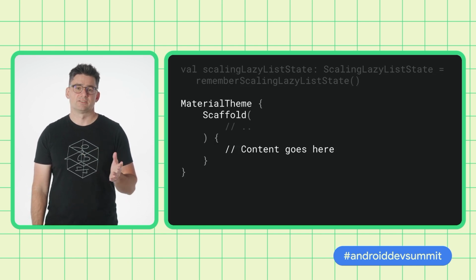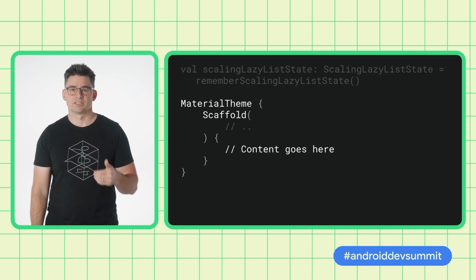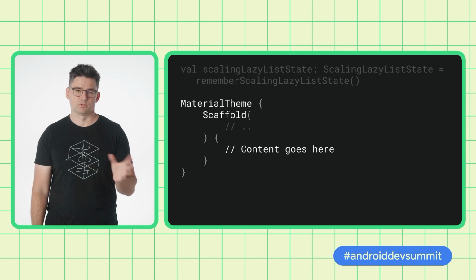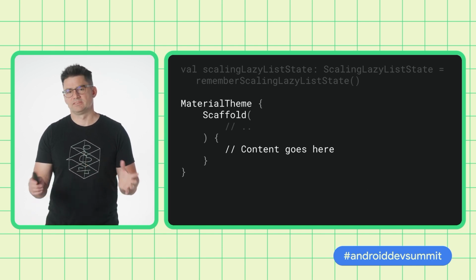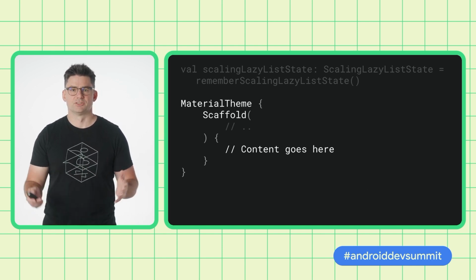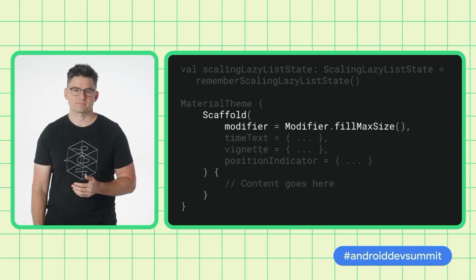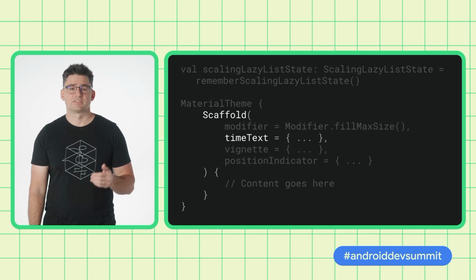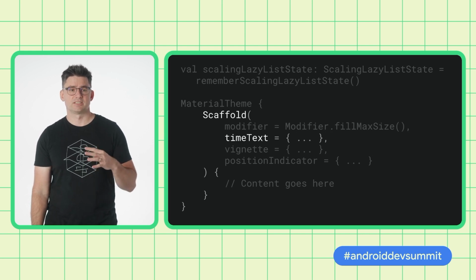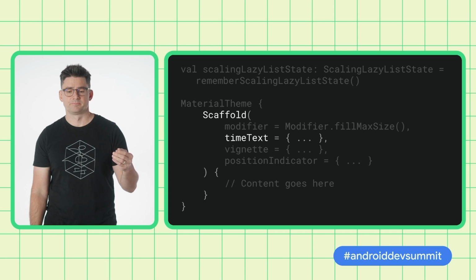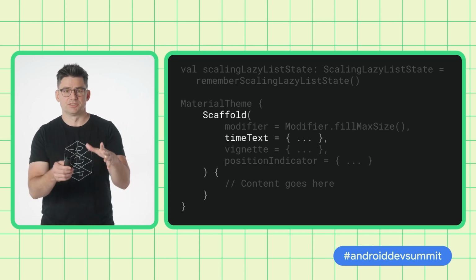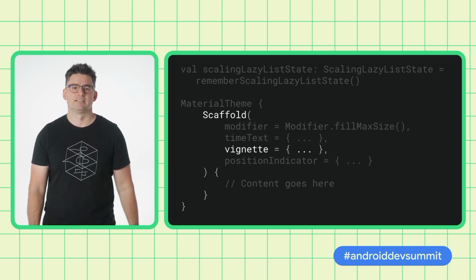Next, you do your material theme, and then you put your scaffold, and then your content would go inside. I won't spell that all out, but again, whatever you want to put is your screen. Let's look at the parameters. So you have your modifier, that's the same. Next, we have time text. So you're used to the time text that I showed earlier. It's the same thing, you just drop it right in there, so we don't have to cover that.